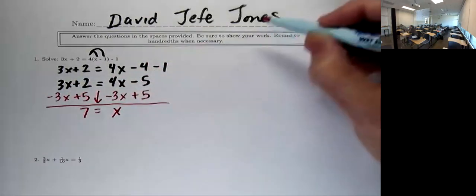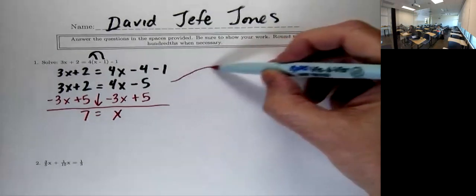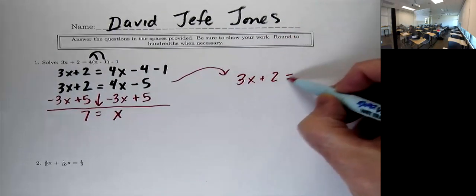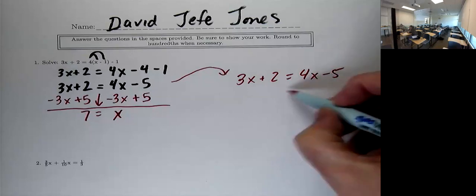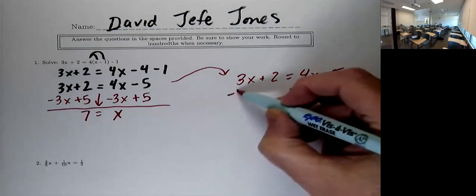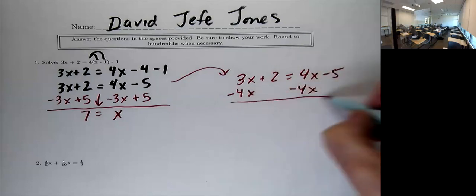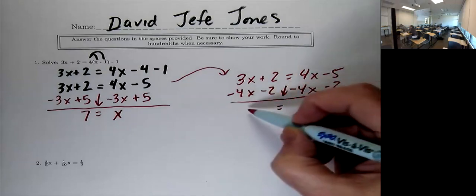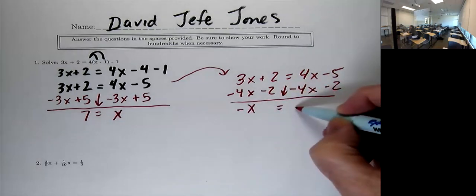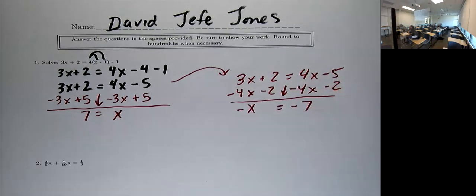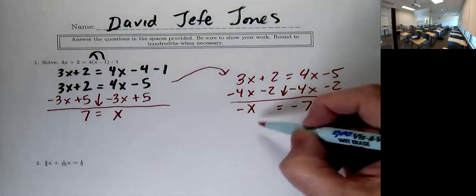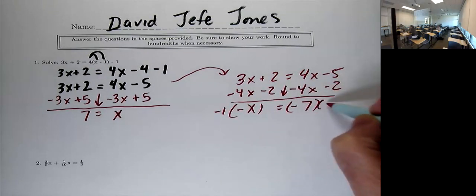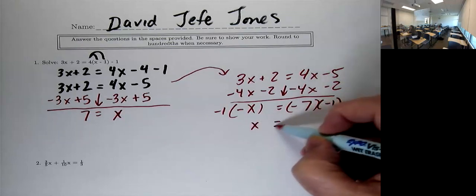X equals 7. Well, had you chosen to do it the other way, and you subtracted 4x from both sides, you would want to subtract the 2 over to get it on the right. And you get negative x on the left and -7 on the right. And then you've got to remember to either divide by -1 or multiply by -1. They both do the same thing. They both get x equals 7.